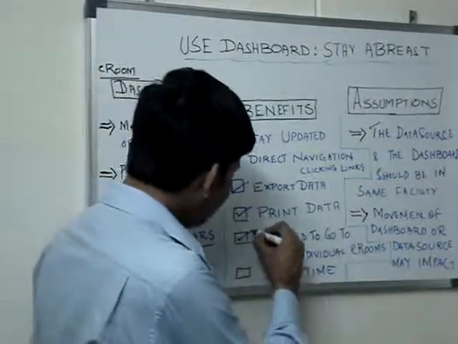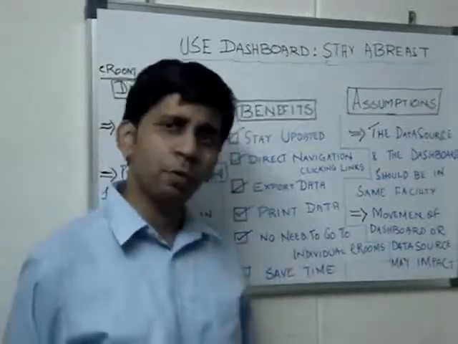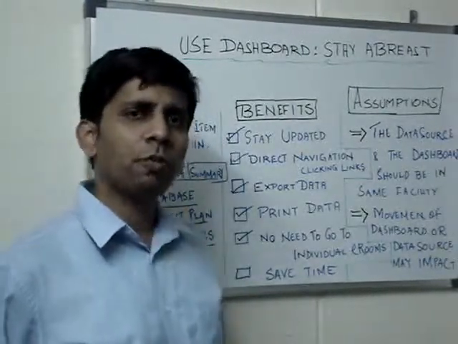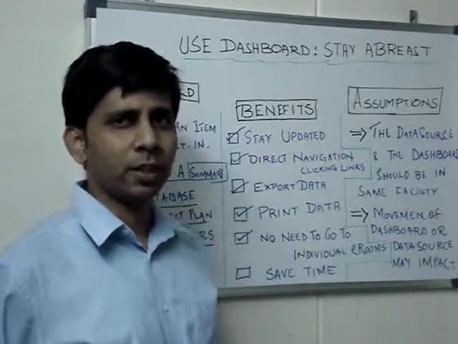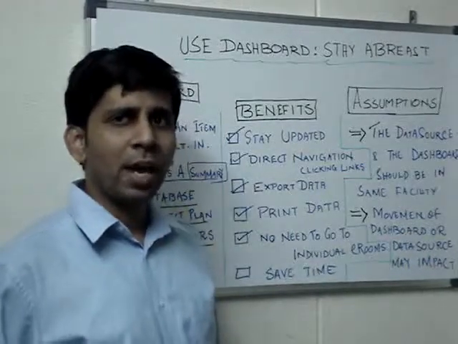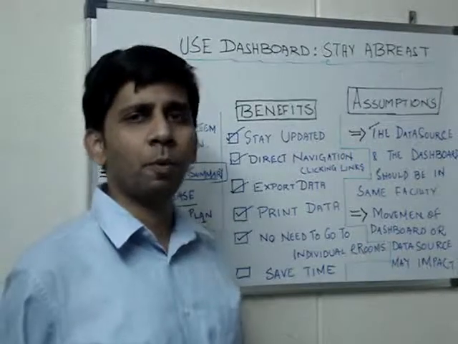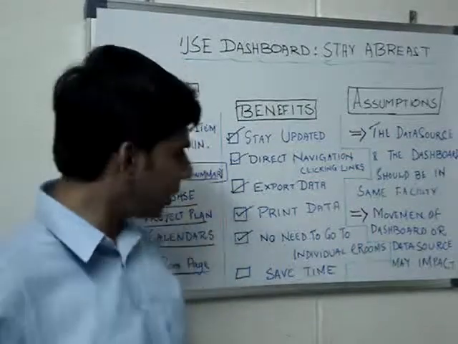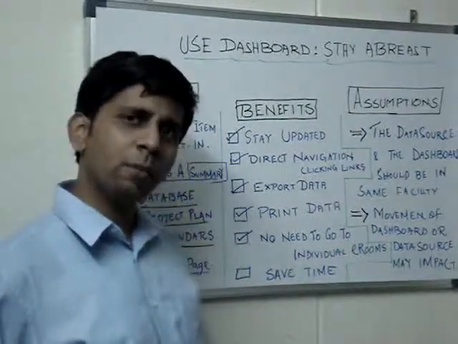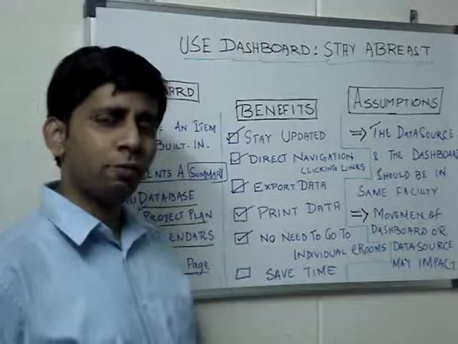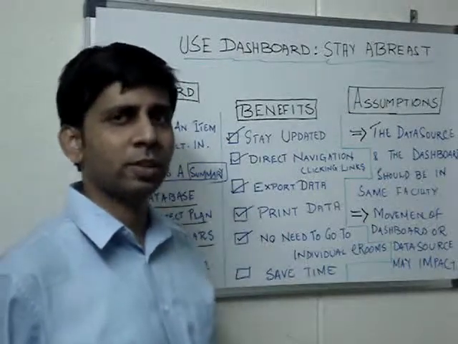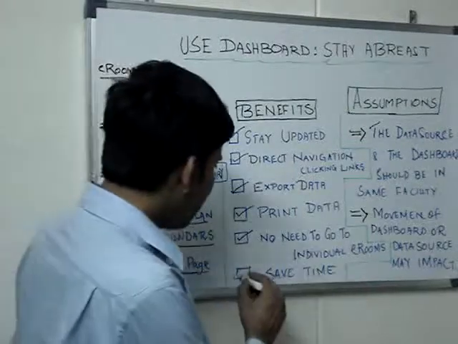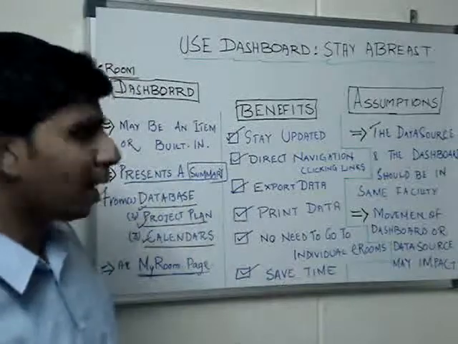Then if you use the dashboard, when you start your day, you do not need to go to individual eRooms to track down what's happening in your project. You just click on the dashboard tab and have a look at what's the progress in different projects, what's happening to your project plan that you have designed. So no need to go to individual eRooms and check it. At one page, you get a snapshot or summary of all the data or all the projects that you are monitoring. And so obviously you save lots of time.